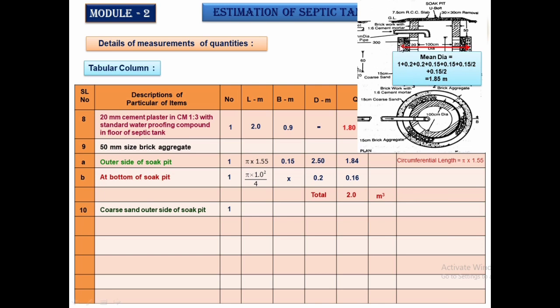Mean diameter is, as I said, center to center: 0.15 by 2 plus 0.15 plus 0.2 plus 1 meter plus 0.2 plus 0.15 plus 0.15 by 2. That will get me the mean diameter equal to 1.85 meter. Convert that into a circumferential length, which is equal to pi into 1.85. The thickness is 0.15. The depth from here to the bottom is 2.5 meter. The unit for that is also meter cube.